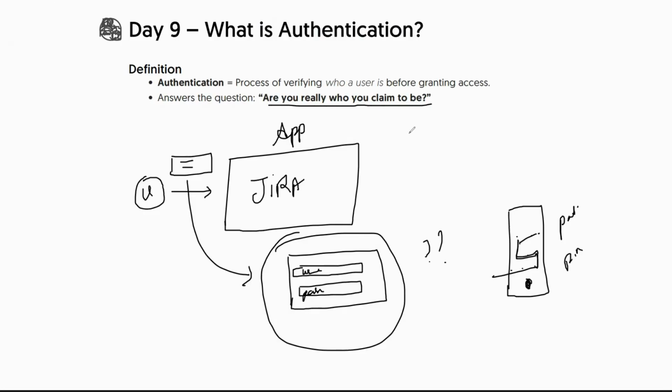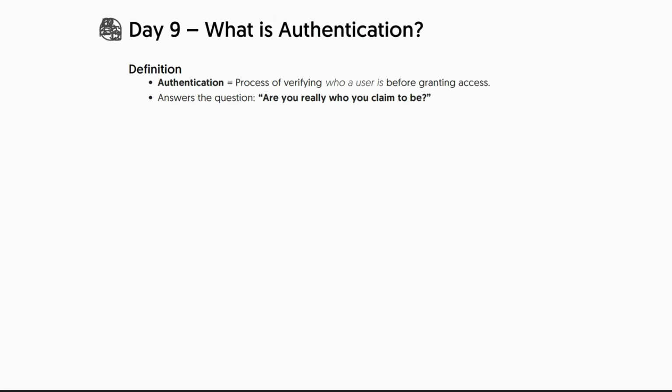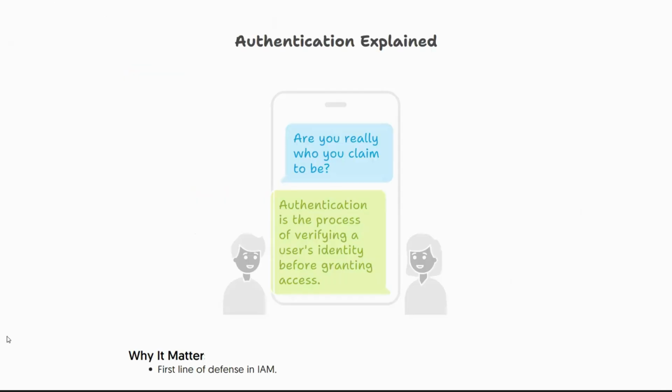So talk about any system. Let's say you're trying to do SSO to any of the applications. The first screen that you get is where you're proving who you are. That's authentication in a nutshell. Now, the thing you have to really prove is, are you really who you claim to be? It's a process of verifying user identity before granting the access.